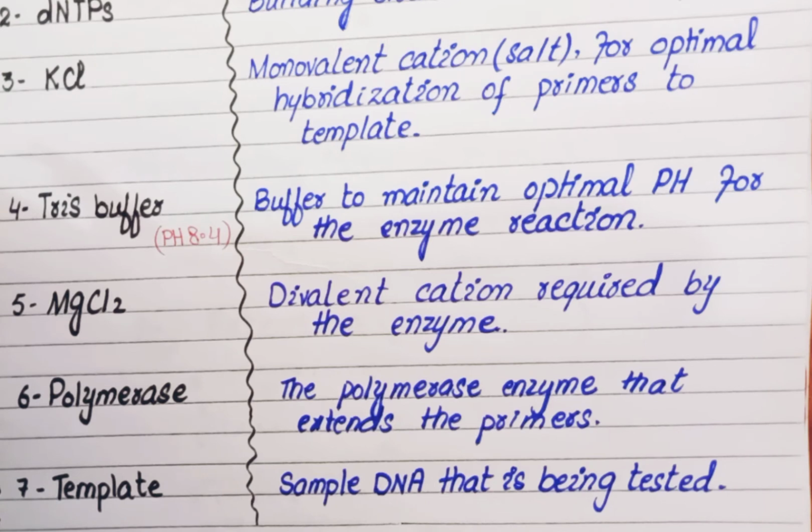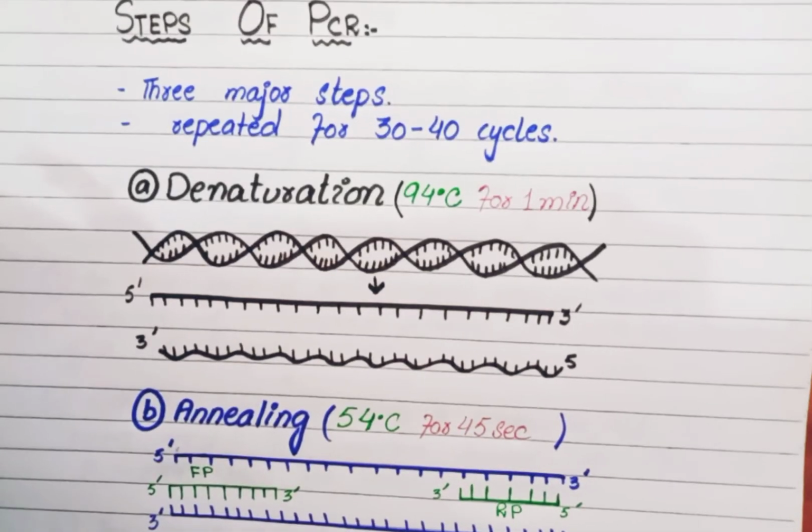Now let's move on. What are the basic steps of PCR? So here we have some basic steps of PCR. In the polymerase chain reaction, we have three major steps that are repeated for 30 to 40 cycles. The first step is denaturation, which means the double helix is separated after heating. The temperature for denaturation is 94 degrees Celsius for a maximum of 1 minute.